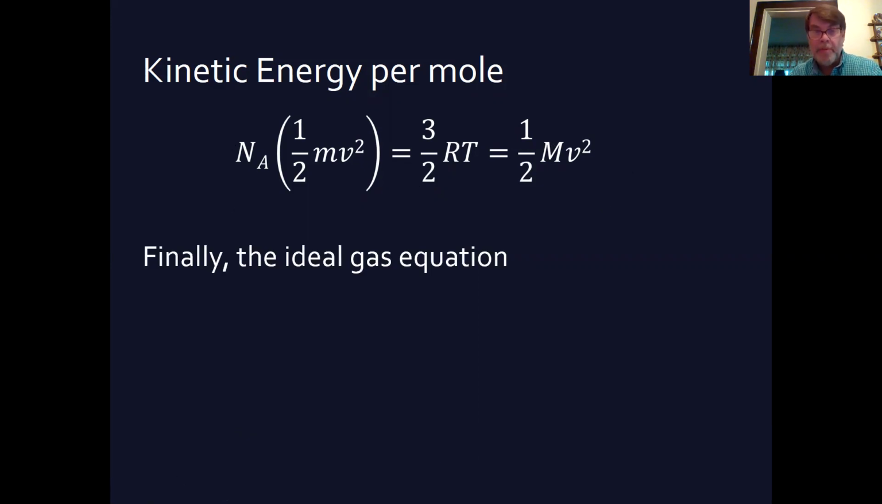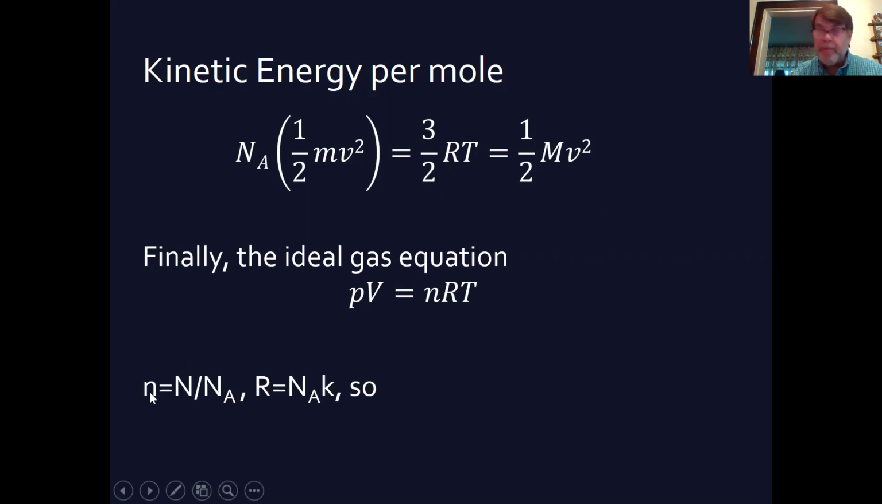So finally, we can reformulate the ideal gas equation, PV equals nRT. So remember, the number of moles equals the total number of molecules divided by Avogadro's number. And the Boltzmann constant equals R over Na. So R equals Na times k. So we can substitute this in for n and this in for R, and we're left with PV equals NkT, because when we multiply these two together, the Nas cancel out, and we're left with Nk. And so Nk substitutes for nR.